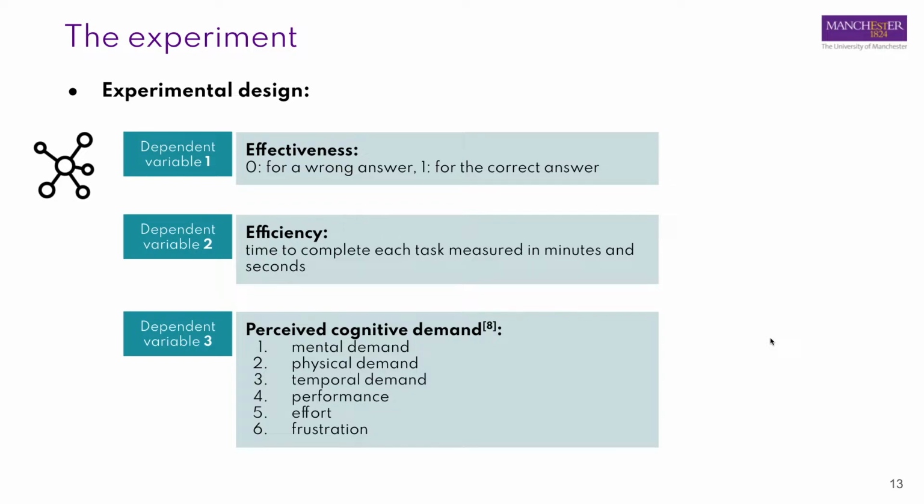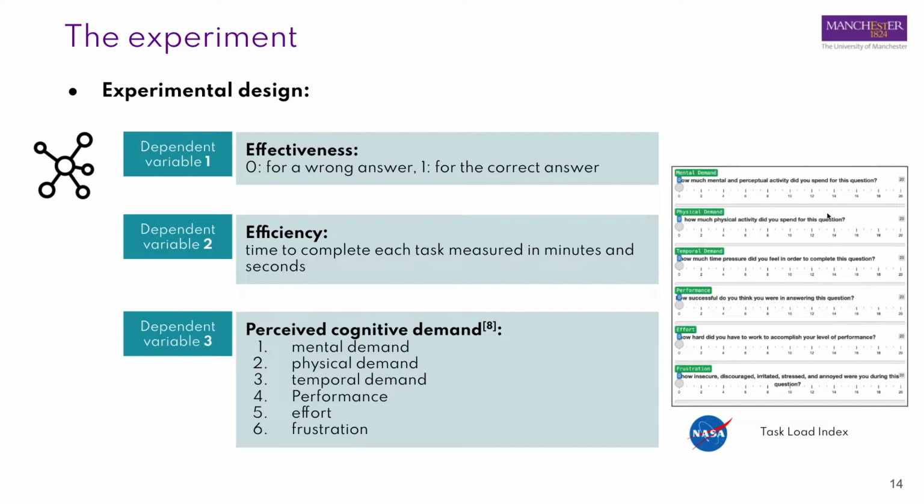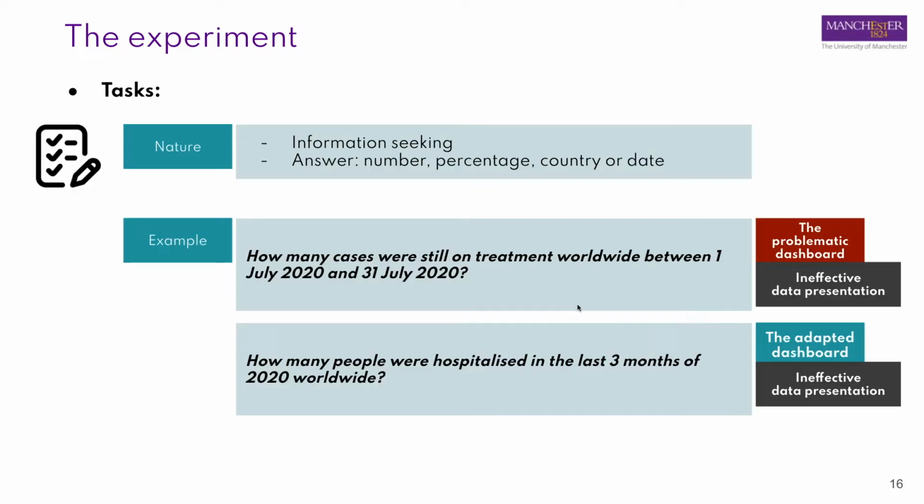We had 3 dependent variables. The first one was effectiveness, which was 0 for any wrong answer and 1 for the correct answer, and then efficiency, which was the time it took the participant to complete the task, measured in minutes and seconds, and the third one was the perceived cognitive demand reported by the user on 6 subscales: mental demand, physical demand, temporal demand, performance, effort, and frustration, using the NASA TLX questionnaire.